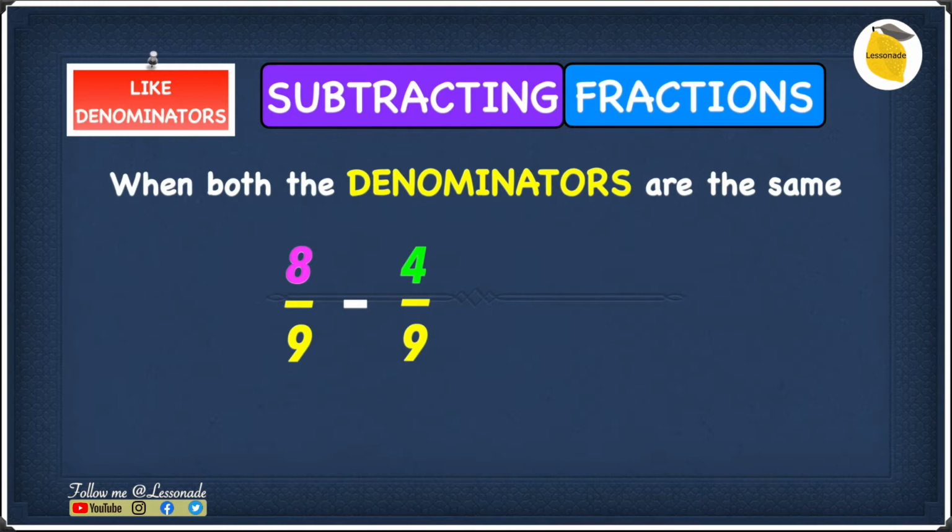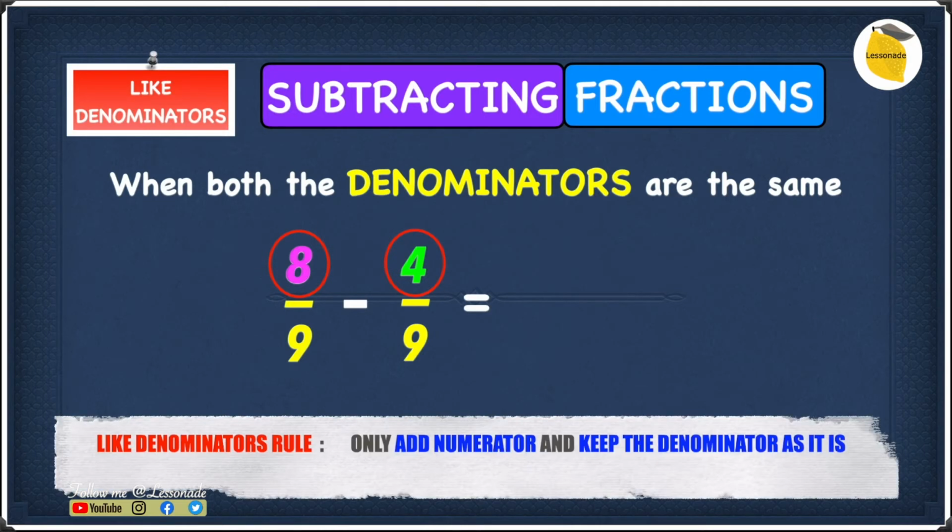So when both of the denominators are the same, you're going to have a look at the numerators. The numerators are 8 and 4. And what we are going to do is 8 minus 4, and 8 minus 4 will give you 4. And for the denominator, you're going to keep it as it is. So in the question, the denominator is 9. So in our answer, the denominator will also be 9. So this means our answer to this question is 4/9.